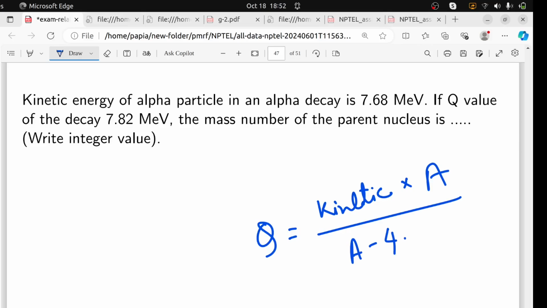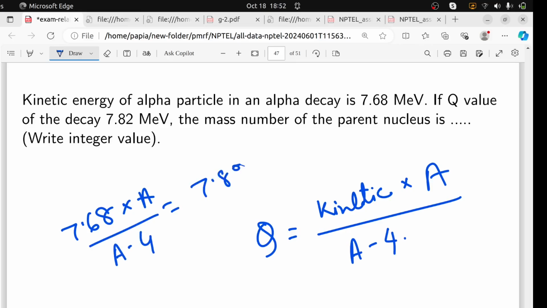So kinetic energy into A divided by A minus 4. Because the alpha particle is minus 4, I mean alpha is He-4, so obviously the parent and the daughter will have a difference of 4 units. So then you can write here what they are asking. They are asking the A value, and they have given the kinetic energy. Kinetic energy is 7.68 into A divided by A minus 4, that is 7.82.